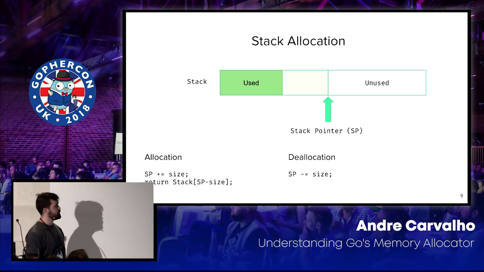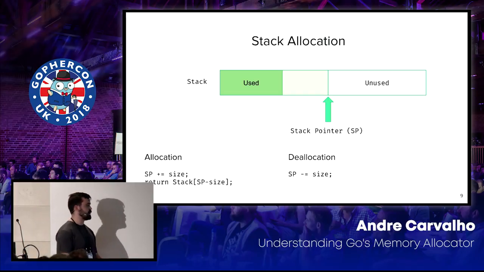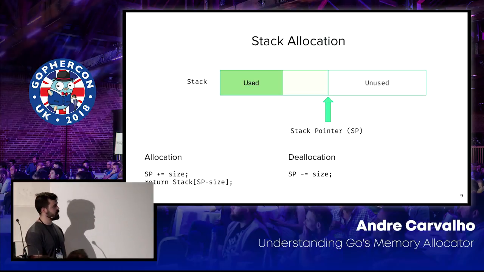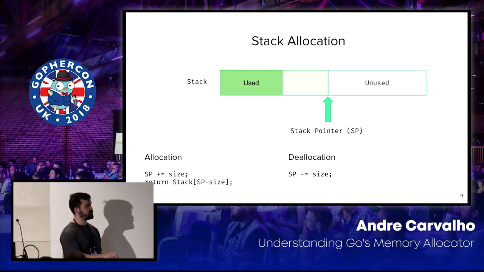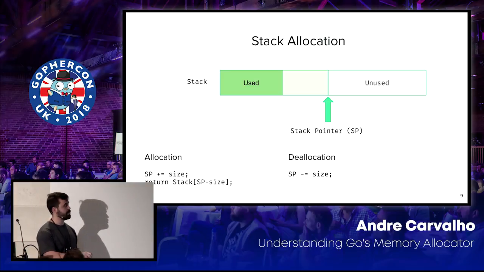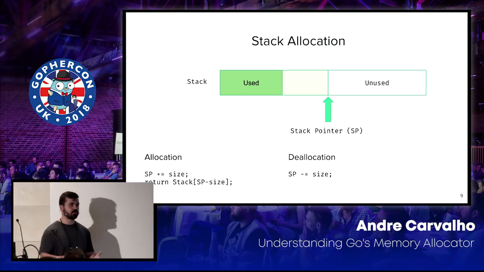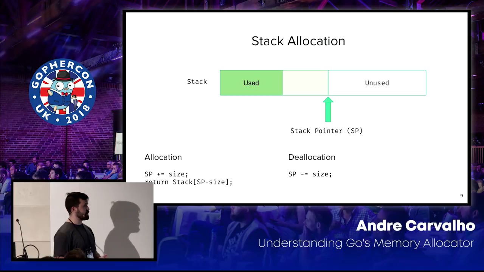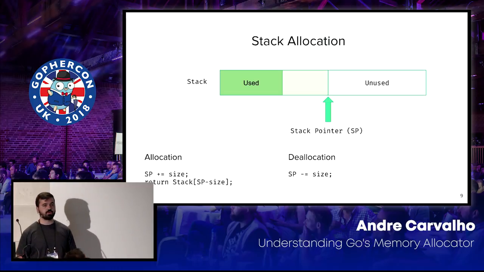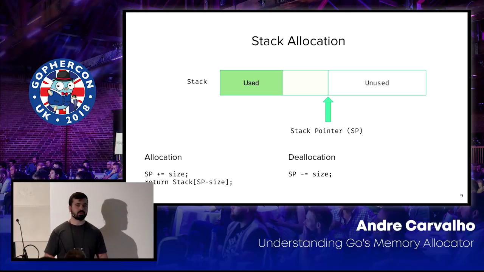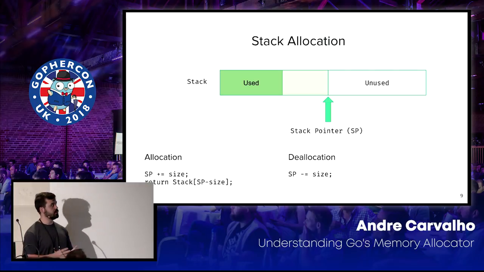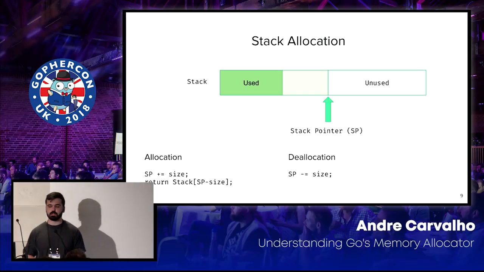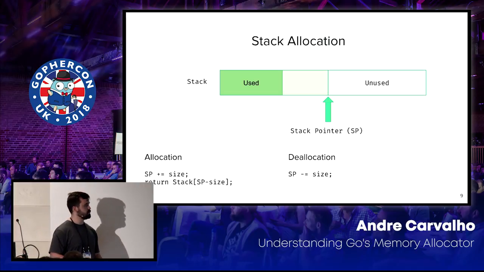We can think of stack allocation as simply appending something to the end of an array, for instance. Here, to allocate a given size, we simply increment the stack pointer and return the pointer to the beginning of this light green area. So the application is going to use this space for this last allocation. And to deallocate, we can simply decrement the size that was allocated from the actual stack pointer. So now we have deallocated it, and this space now is completely unused and can be used for the next allocation.